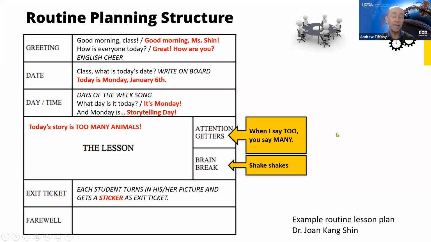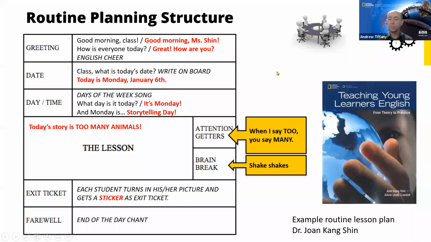Okay, an exit ticket she's planned at the end so that we can have the students show what they've learned. Okay, and then a farewell. Okay, so this is a very routine kind of plan that she fills in. She makes sure she's got an attention getter. She makes sure she's got a story for the lesson. She makes sure she's got an exit ticket. Okay, and having this planned out in a routine way is more efficient and still very planful. Okay, great. And this is Joan and Jody's book, actually.